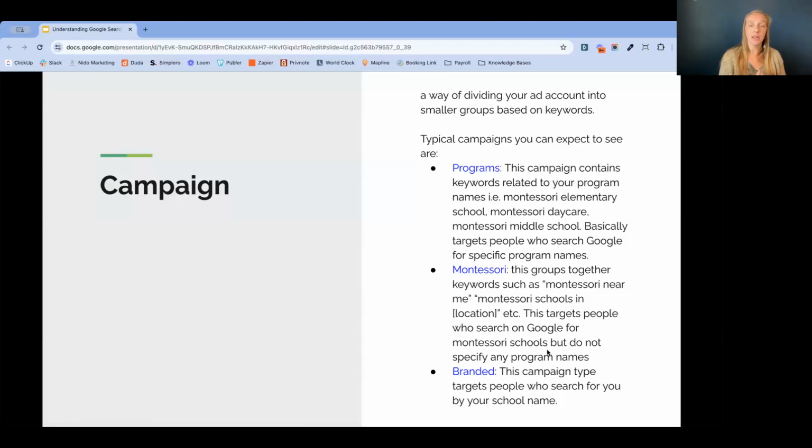And then branded is your school's name. For instance, my former school is Oak Haven Montessori School. So my branded campaign would be Oak Haven Montessori School, Oak Haven, OMS. Anything like that is going to fall into your branded campaign. So, people that are searching for your school by name.